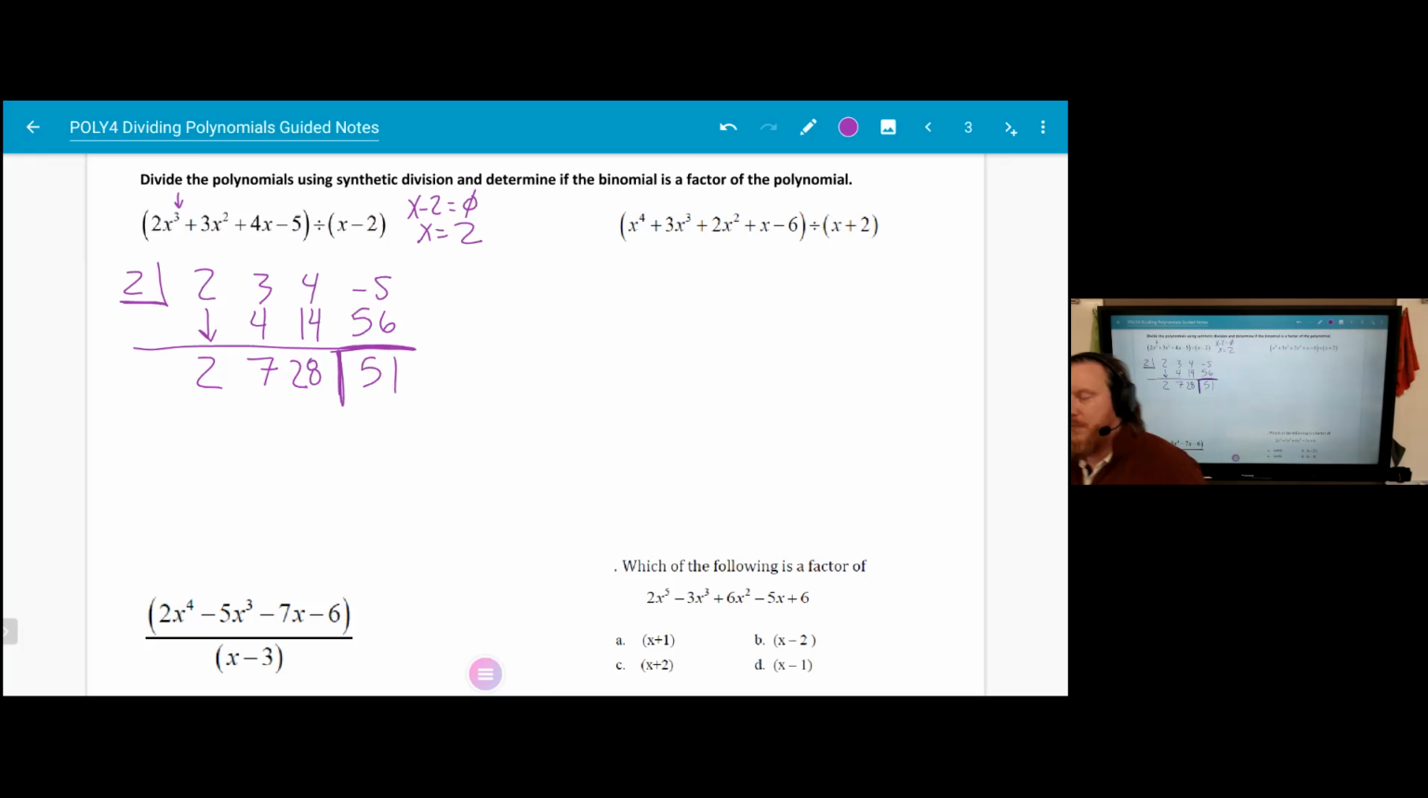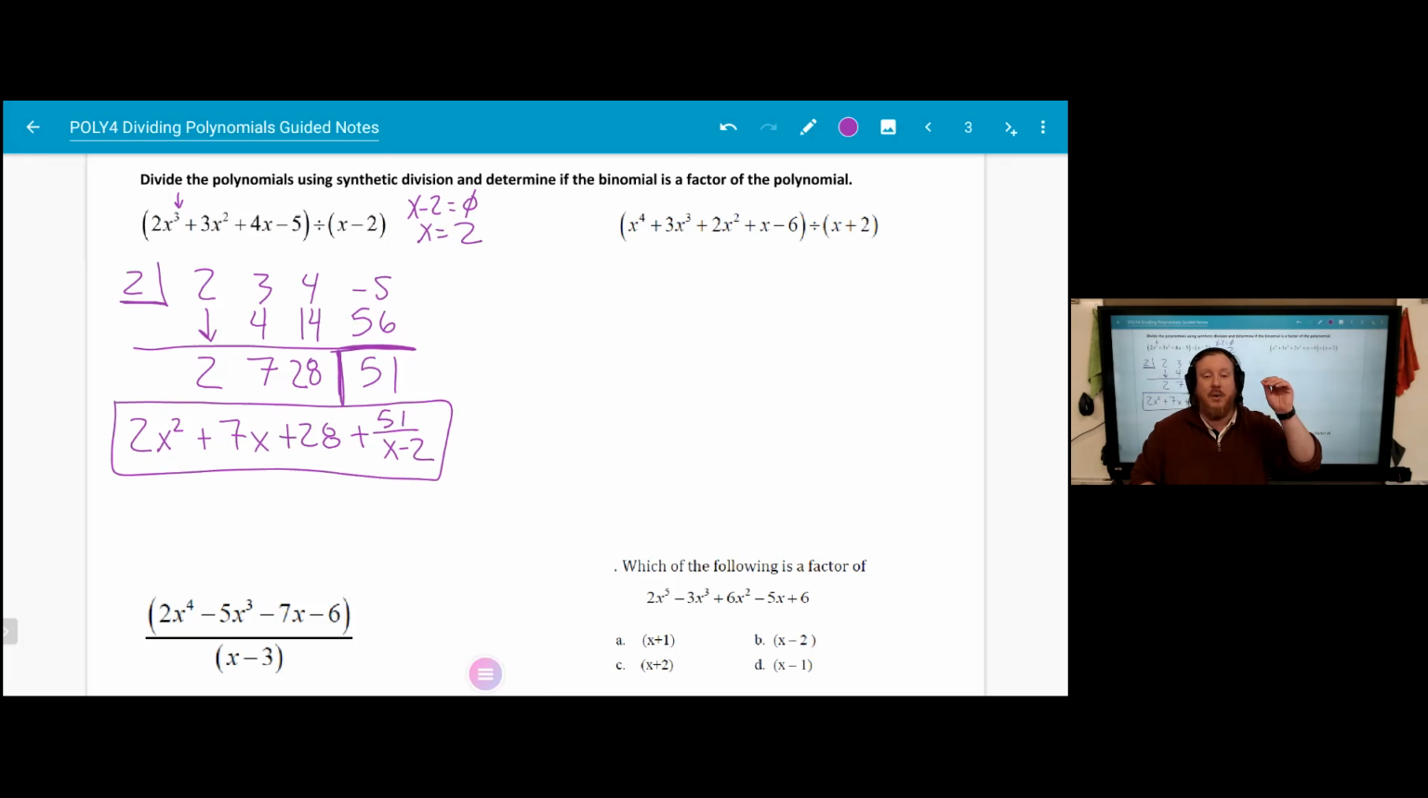How do I write this out? Remember, our biggest exponent was cubed, so I'm going to go down 1. So my biggest one when I divide something is going to be x squared. In this case, I'll have 2x squared plus 7x plus 28 plus my remainder, which was 51, divided by my divisor, which was x minus 2. That's what I get when I divide. And because the remainder was not 0, x minus 2 is not a factor.